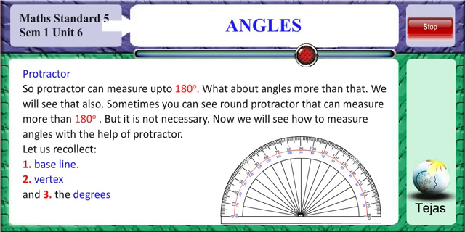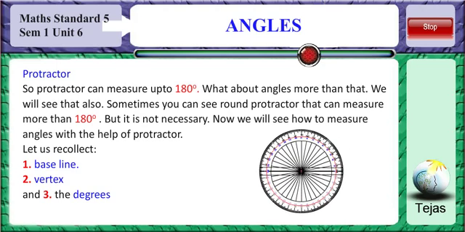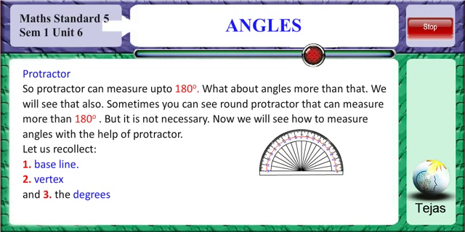So, what about angles more than that? We will look into that. Sometimes you can see round protractors that can measure more than 180 degrees. But that is not necessary. Now we will see how to measure angles with the help of a protractor.